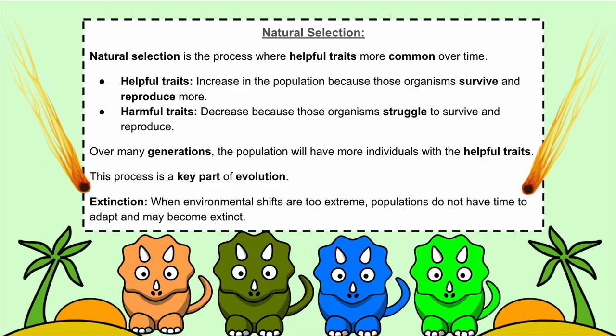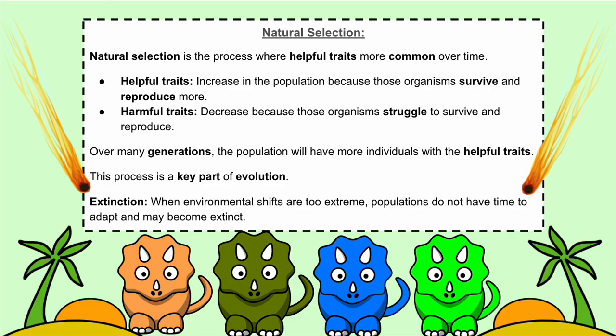Over many generations, this shapes the entire population. The population will have more individuals with the helpful traits. You might start off with a few rabbits with thicker fur, and after many generations, most of the rabbits will have thicker fur. This process is a major part of evolution, or how species change over time.